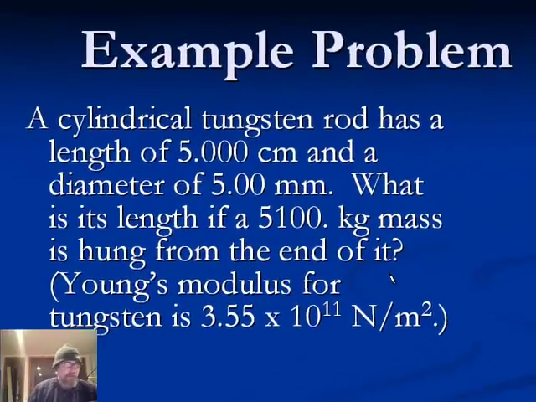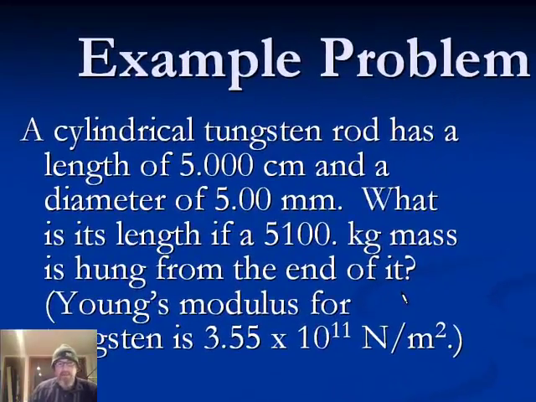Like this problem, for example. You have a cylindrical tungsten rod, length is given, its diameter is given, and we want to know what its length turns to if there's a 5,100 kilogram mass that's hung from the end of it, and Young's modulus is given. Well, let's solve it.